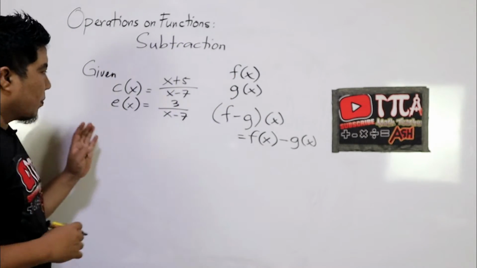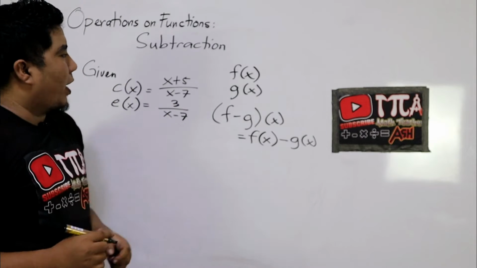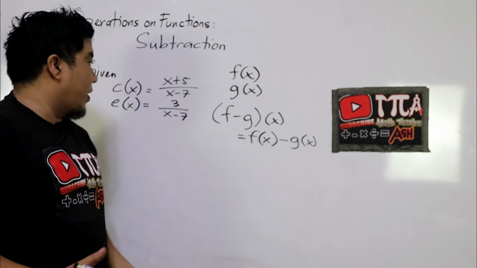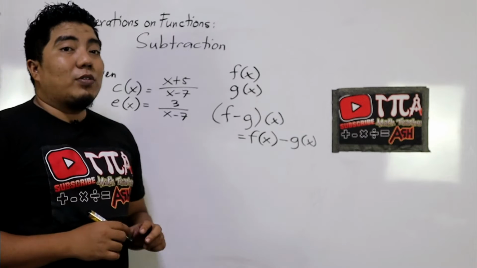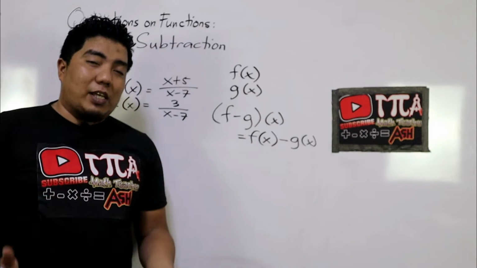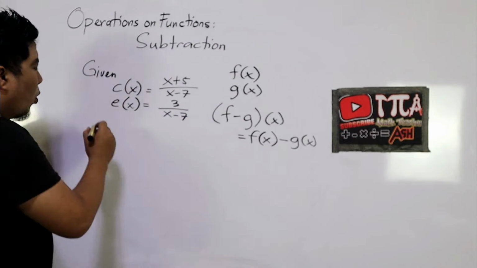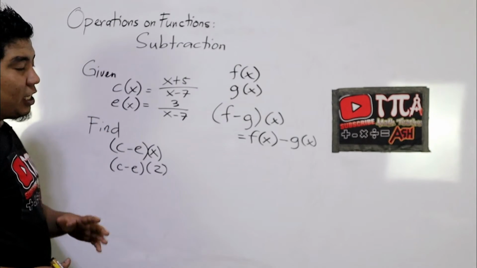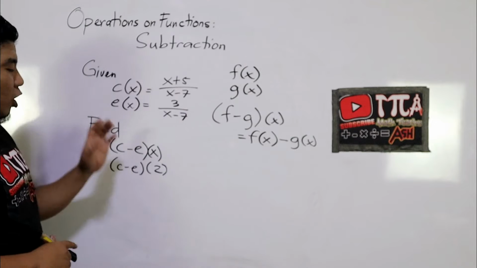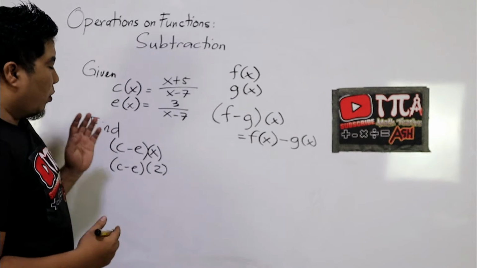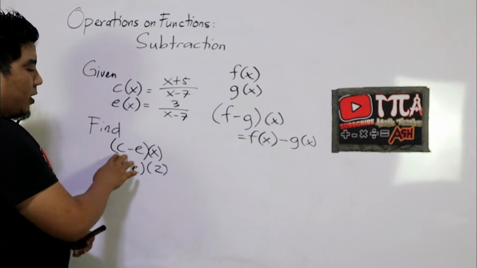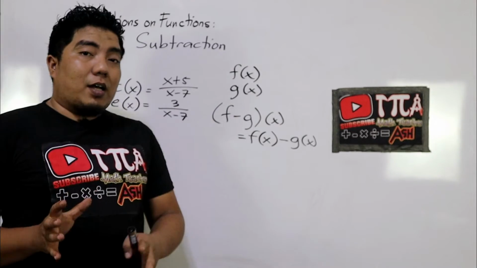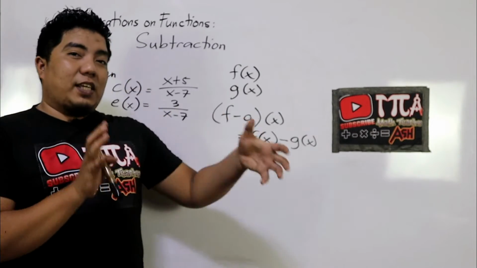We have here c of x is equal to x plus 5 over x minus 7, and e of x is equal to 3 over x minus 7. The question is, what if we are asked to find the c minus e of x and c minus e of 2?